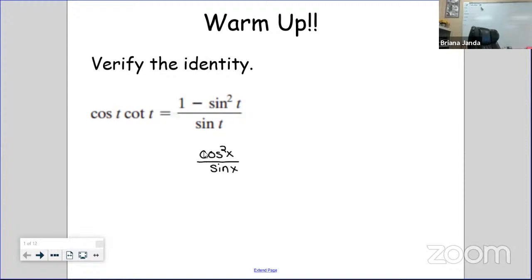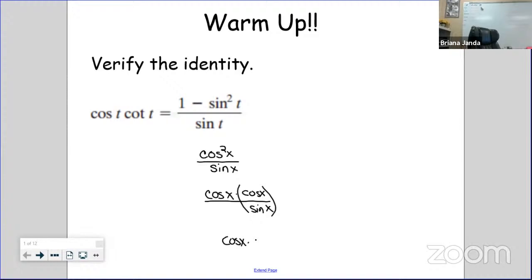And then we can manipulate it a bit. You don't necessarily have to show this next step, but cosine squared is the same as cosine times cosine. If I strategically mark those, you can see then that it is cosine times cotangent.